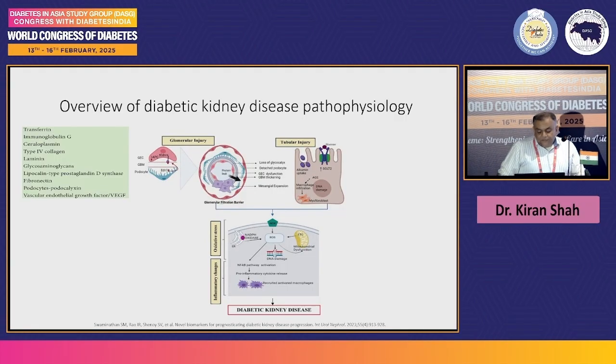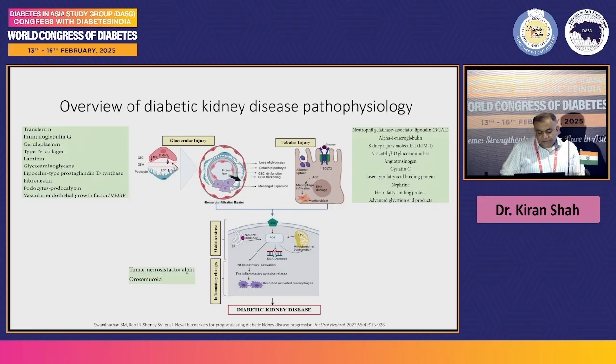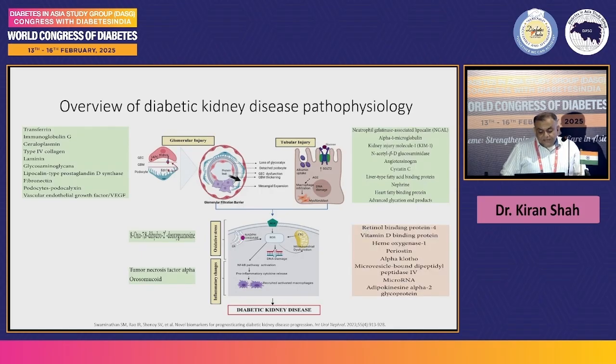And there are a number of biomarkers which tell us about the glomerular injury and the tubular injury, inflammatory markers, and the marker for oxidative stress. The story is, I would say, unending. It just continues to develop.